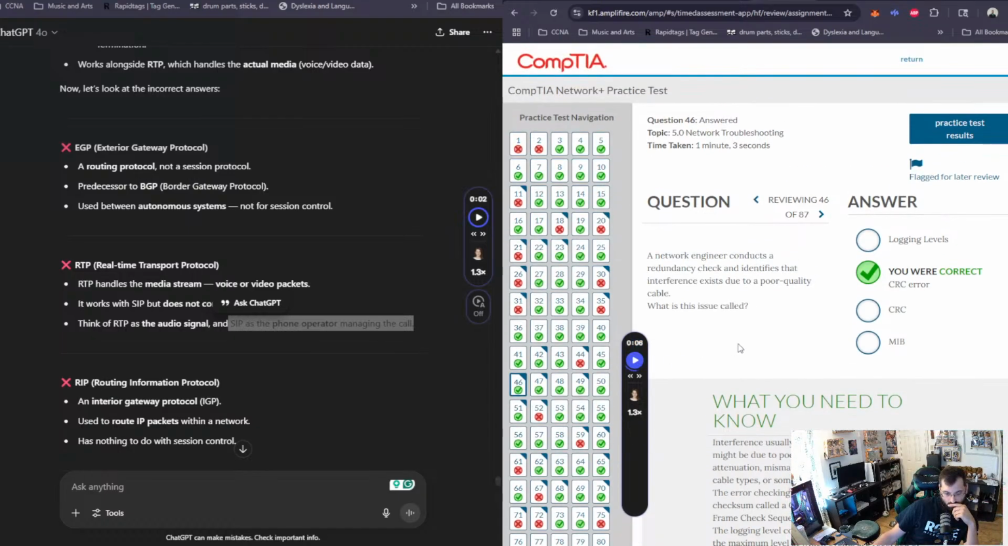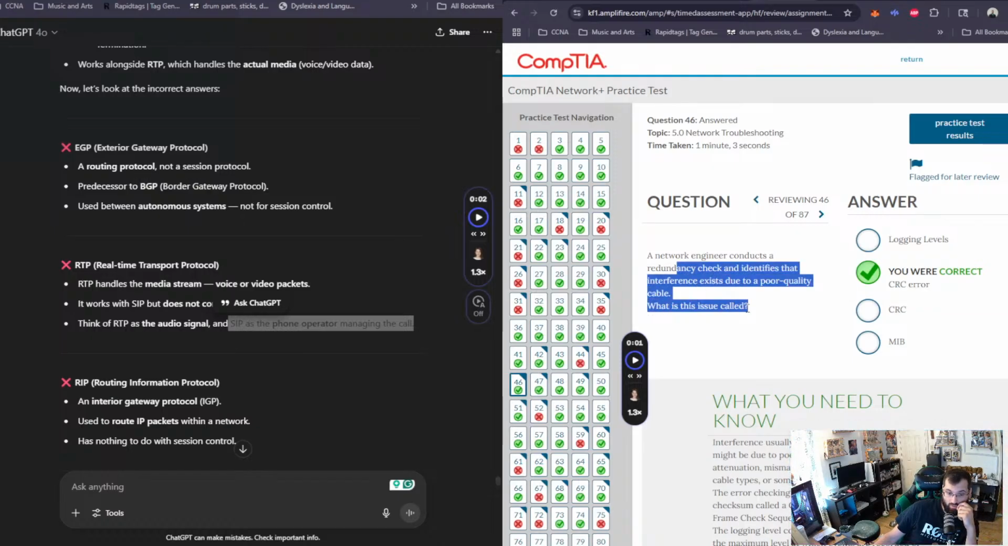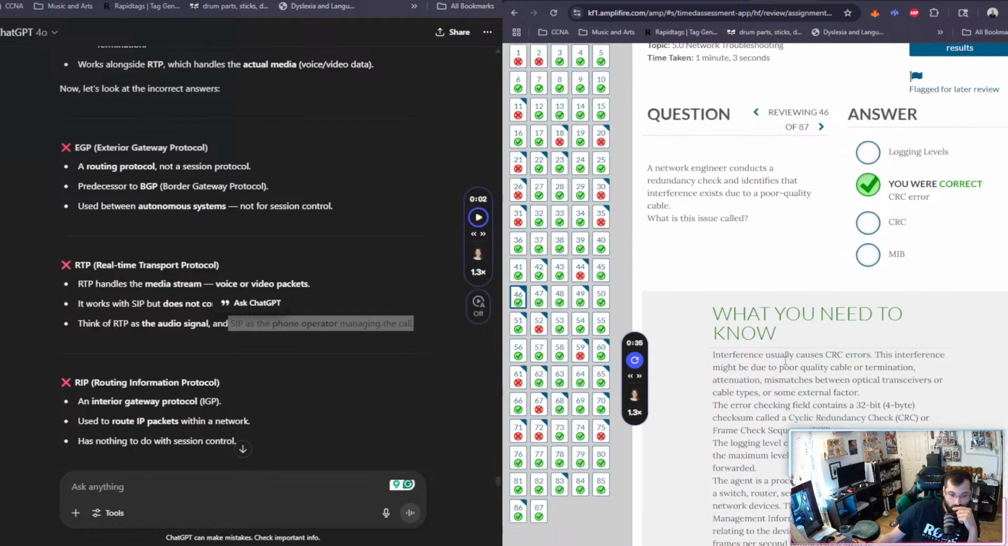A network engineer conducts a redundancy check and identifies that interference exists due to a poor quality cable. What is this issue called? Yes, when we took this test yesterday morning, I guessed because I knew that it wasn't logging levels, and I knew that it wasn't MIB. I didn't know what CRC was, but I took a shot in the dark with CRC error because it was saying that there was an error here, and I was correct.